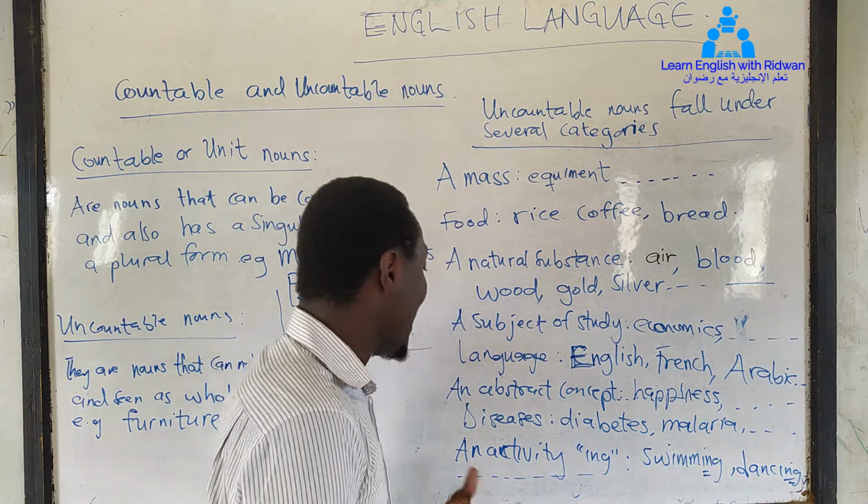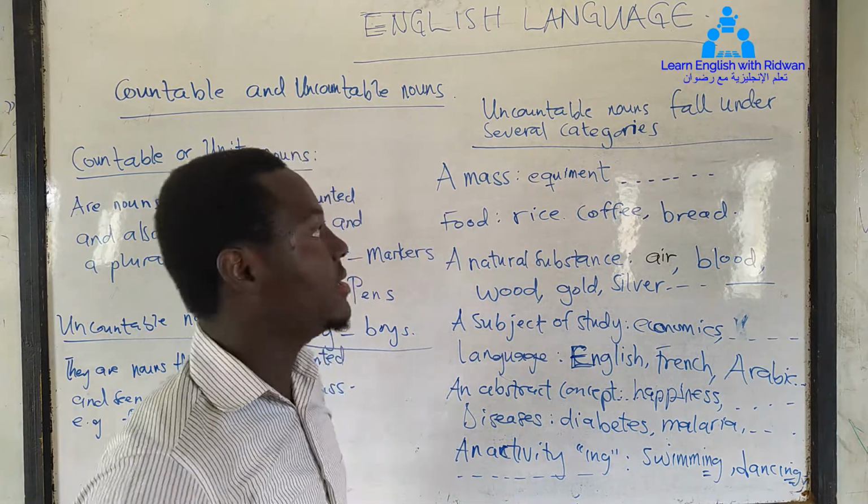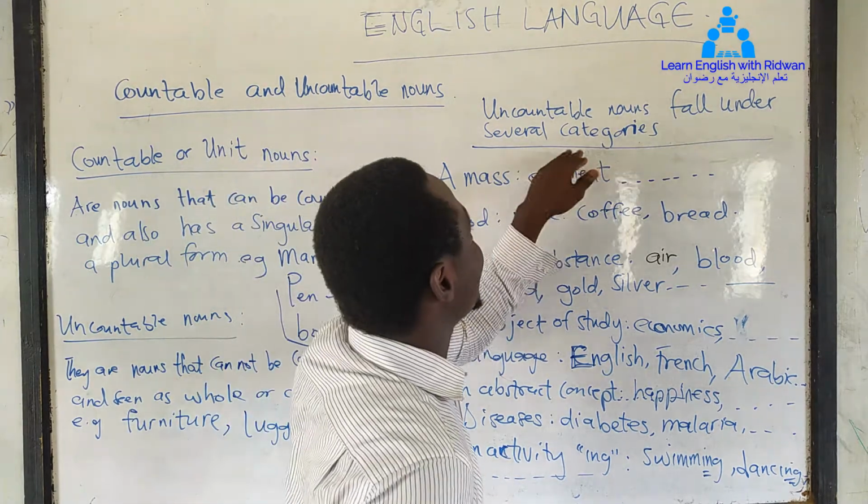So that is what you have here. And one, an activity. So uncountable nouns fall under several categories.